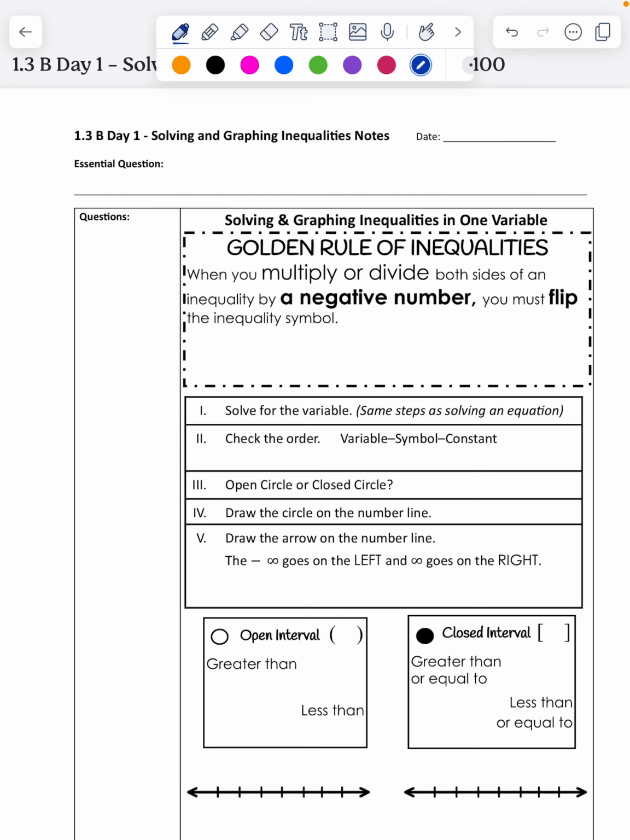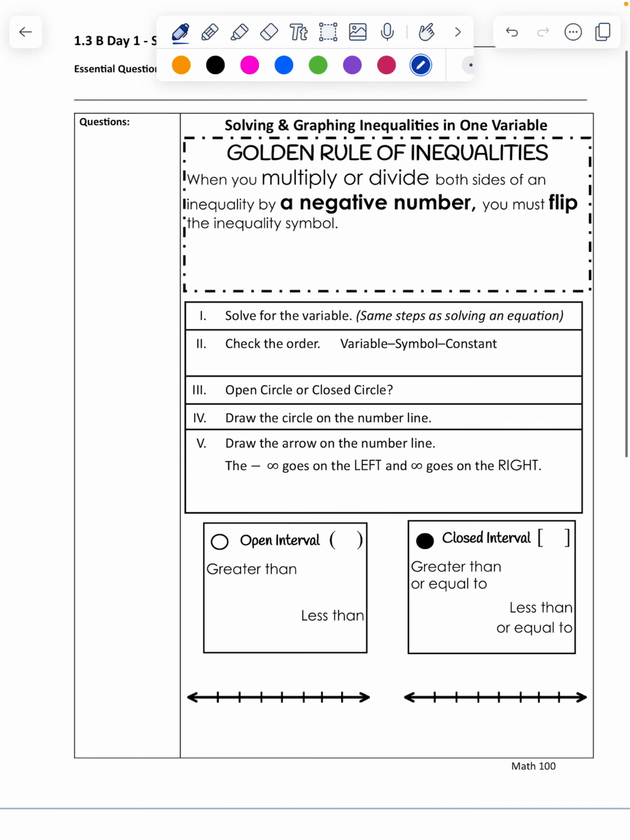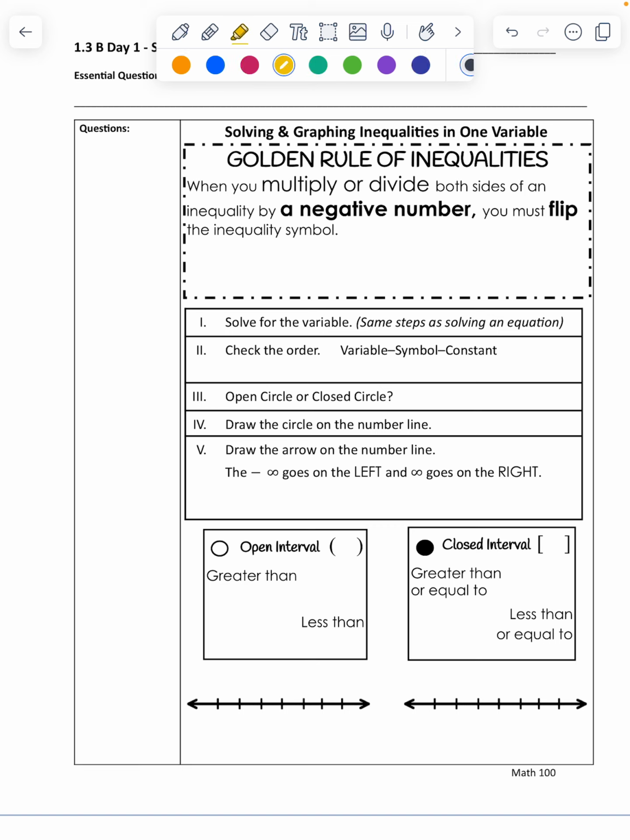Okay, today we are solving and graphing inequalities. Yesterday you learned about interval notation and graphing on a number line. Today we will be solving an inequality and then writing the interval in interval notation and graphing on a number line. So we're going to first talk about the golden rule of inequalities.